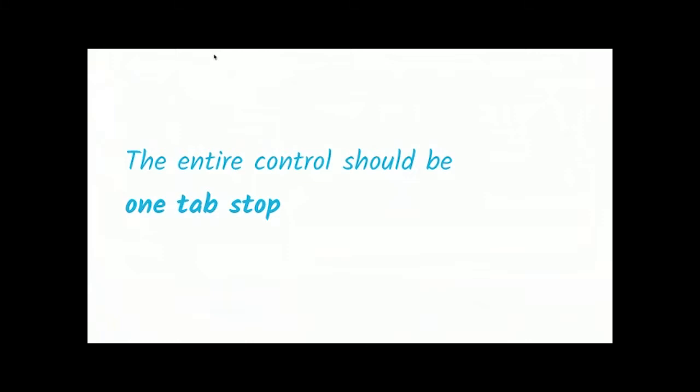And so if you have a control that has a ton of children, think like a country picker, right? You don't want someone to have to tab through every single one of those children. You want them to tab to the control, and if they don't want to interact with it, they can tab out of the control. If they do want to interact with it, they can just hit the up and down arrow keys. So that's the pattern that we want to stick to here.